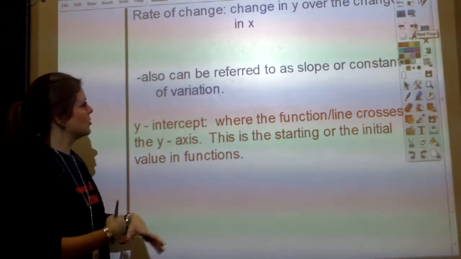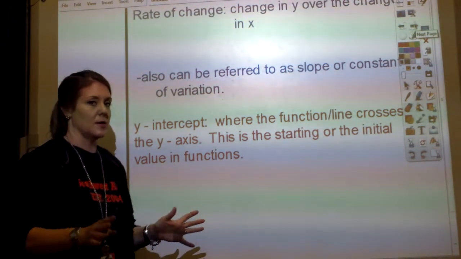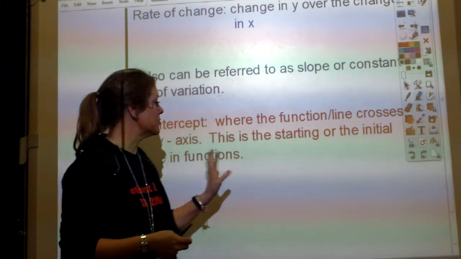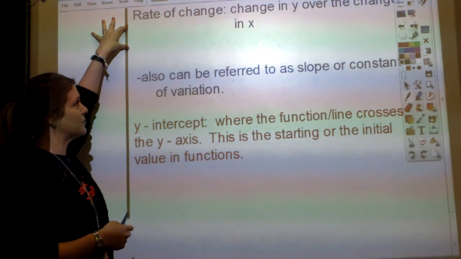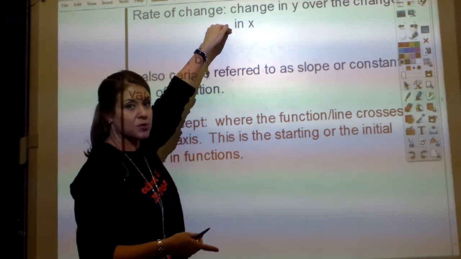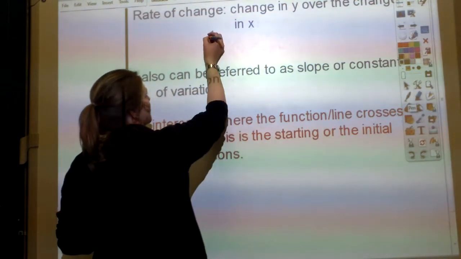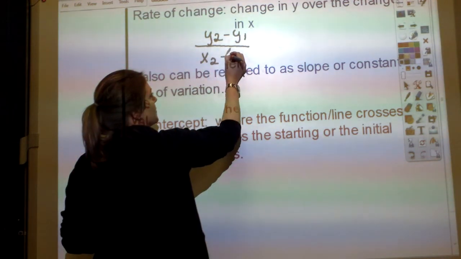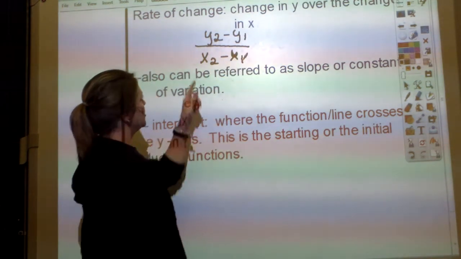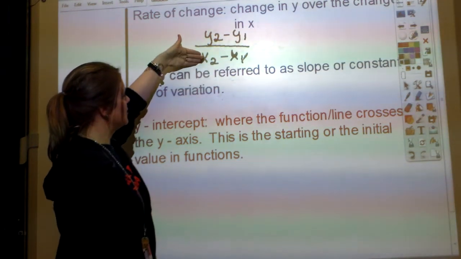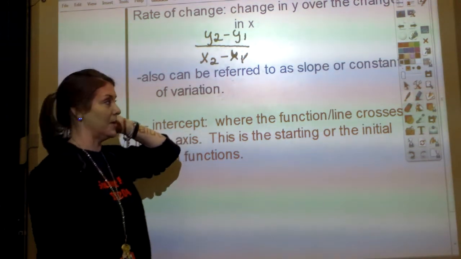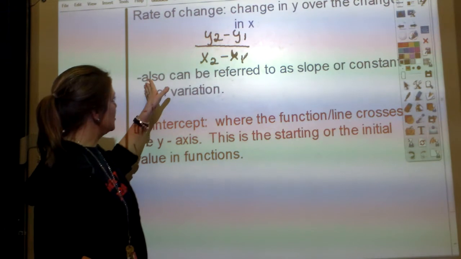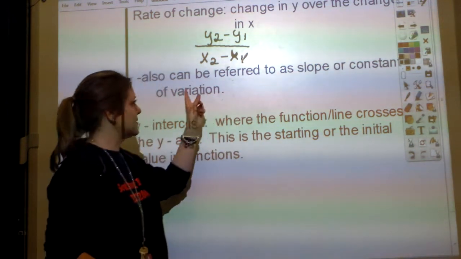All right, let's talk about some terms that you're going to see. This is all prior knowledge, all review. However, you might see a new term, which is this initial value. So we'll get to that in just a second. Remember that rate of change is the change in y over the change in x. So when we think of that, we think of that formula that we use to find slope. Change in y as your numerator divided by the change in x as your denominator. So remember, the change in y always goes at the top of that ratio. Rate of change can also be referred to as the slope or the constant of variation.